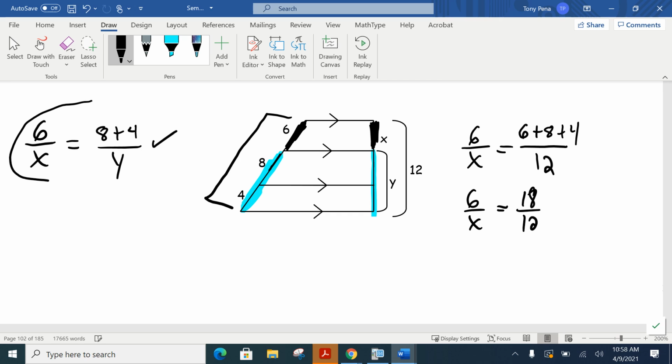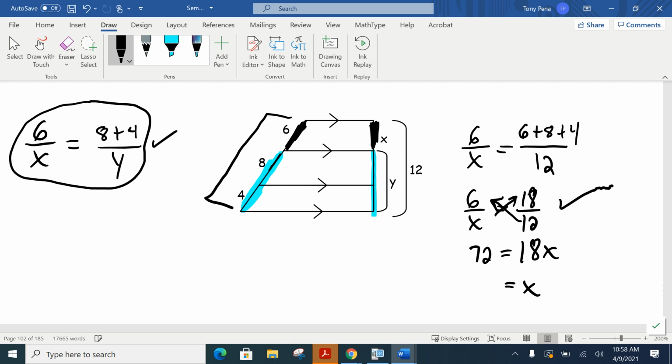Where this one over here had multiple variables and we were kind of stuck, did we now just come up with a proportion that allows us to figure out just the one variable? Yeah. Okay, so now we can go ahead, crisscross, multiply. 6 and the 12 is a 72. 18 and x is an 18x. Divide by 18, and we nicely get a 4.